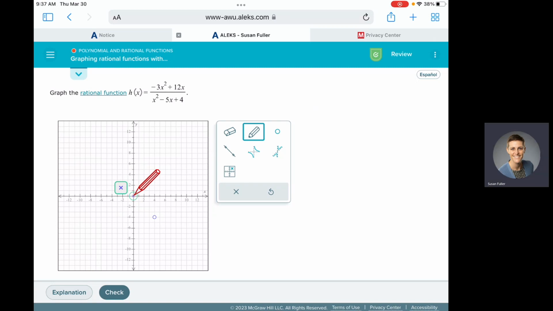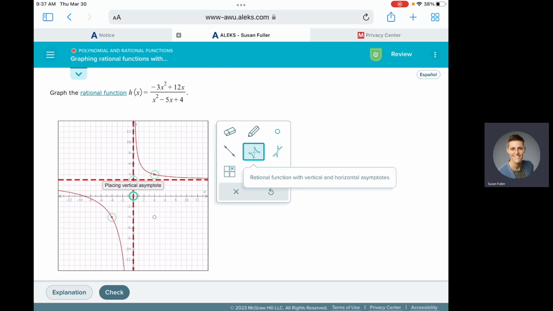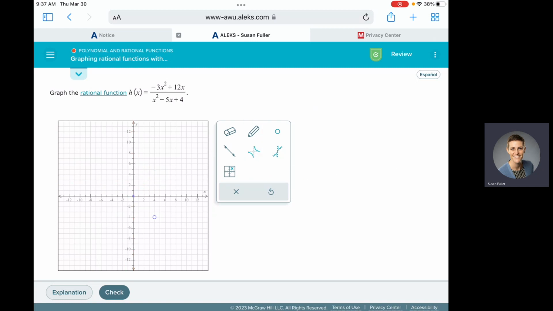Okay, so once we have those plotted, this button is how we'll graph our function, and it wants us to graph everything all at once. So when you hit this button, it's going to put all kinds of stuff on here. The first thing it wants you to do is place your vertical asymptote. Our vertical asymptote is at x equals 1, so I'm just going to put that right here. The next thing is our horizontal asymptote. Our horizontal asymptote was y equals -3, so I'll move that down there.